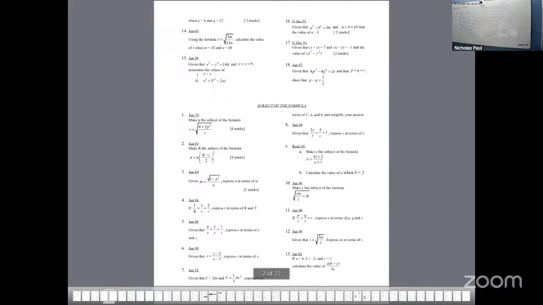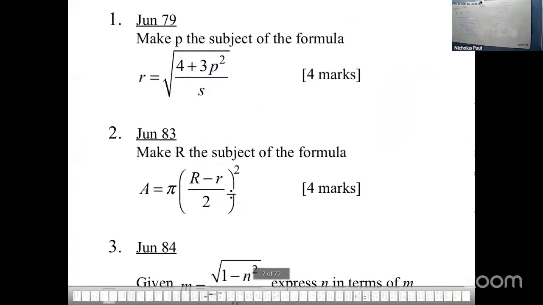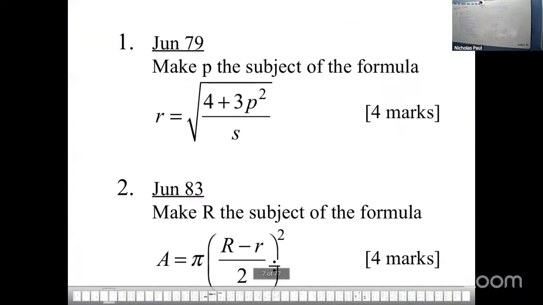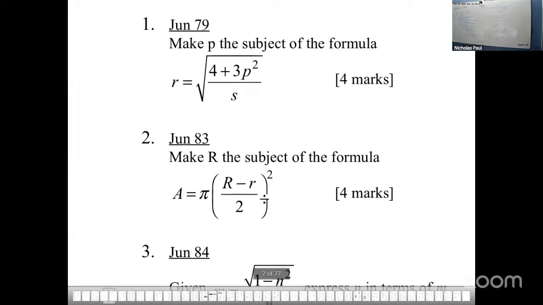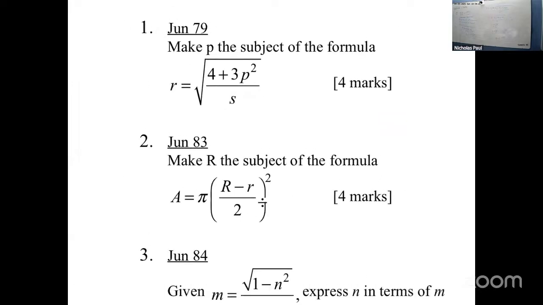All right, so we're going back and do subject of the formula, right? So in 1979, that's the year there. Right? I sent it to the proof as well, so you have to practice it at home, right? They want us to make P the subject of the formula. All right, so I will do the first one for you.